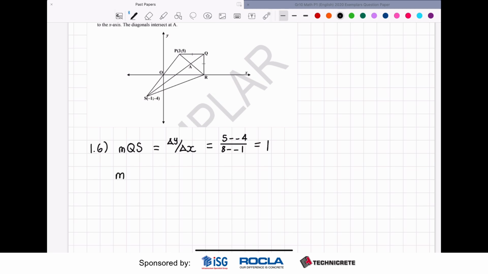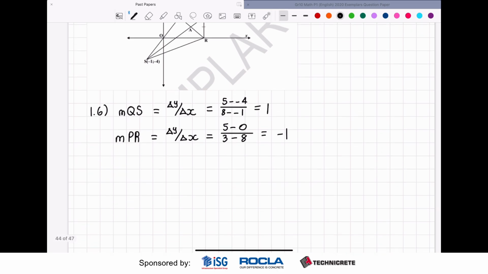Then I want the gradient of PR, which is again equal to the change in y over the change in x. And that's going to be the y value of P minus the y value of R. So the y of P was 5 minus y of R is 0. And then the x value of P is 3 minus the x value of R, which is 8. And that comes to be 5 over negative 5, and that's negative 1.